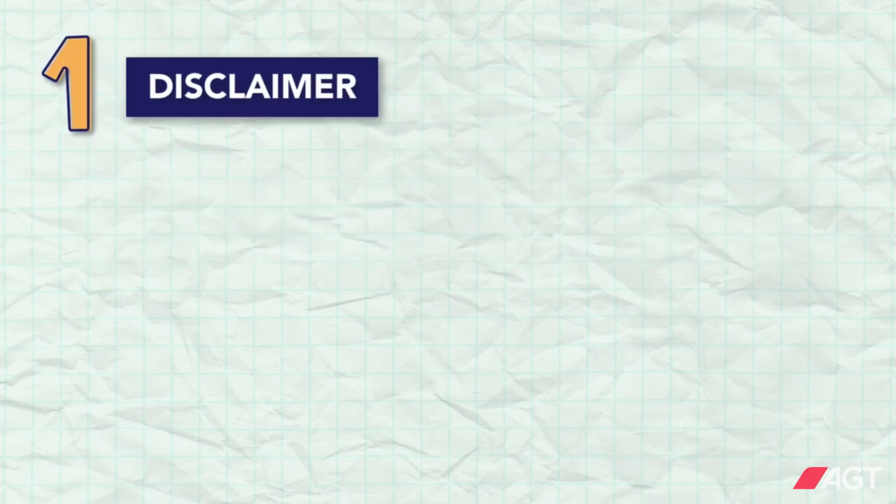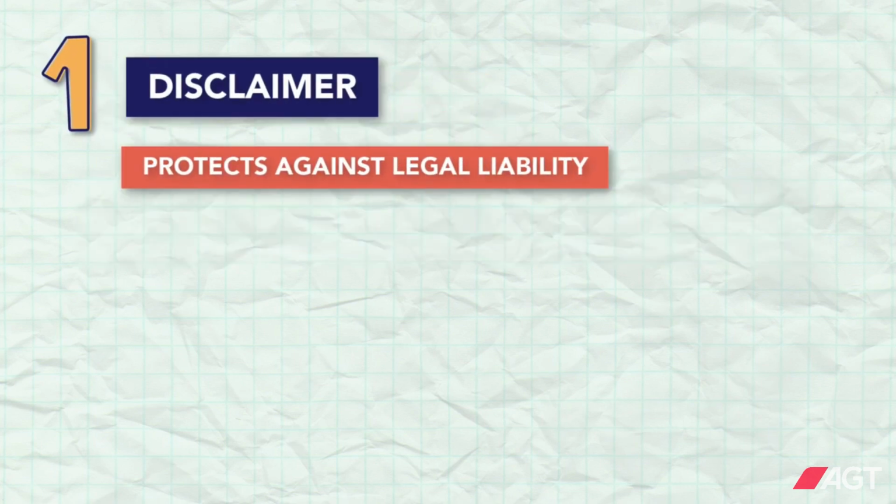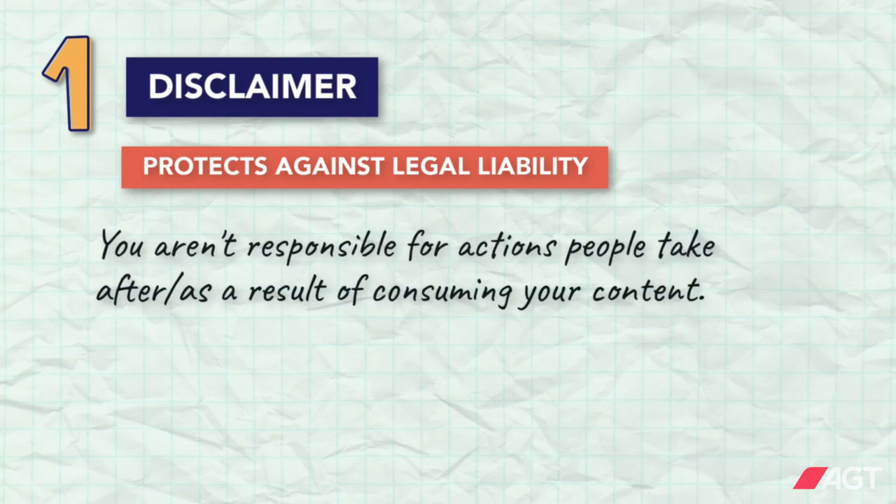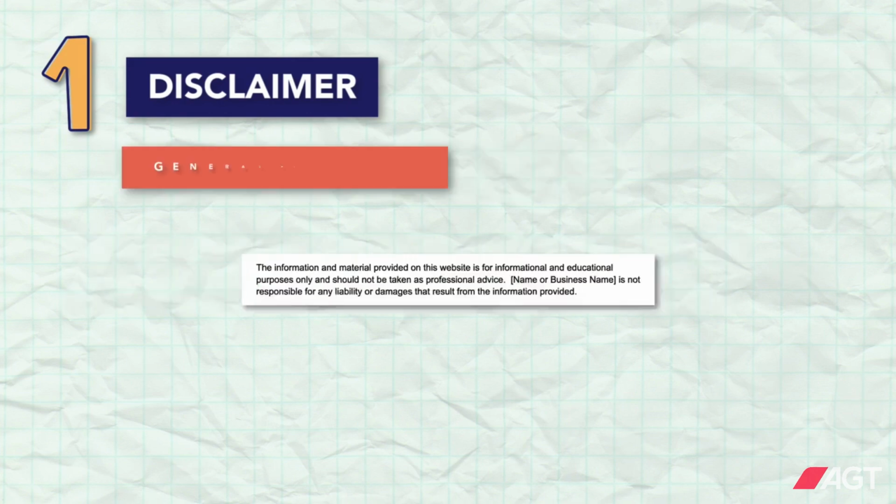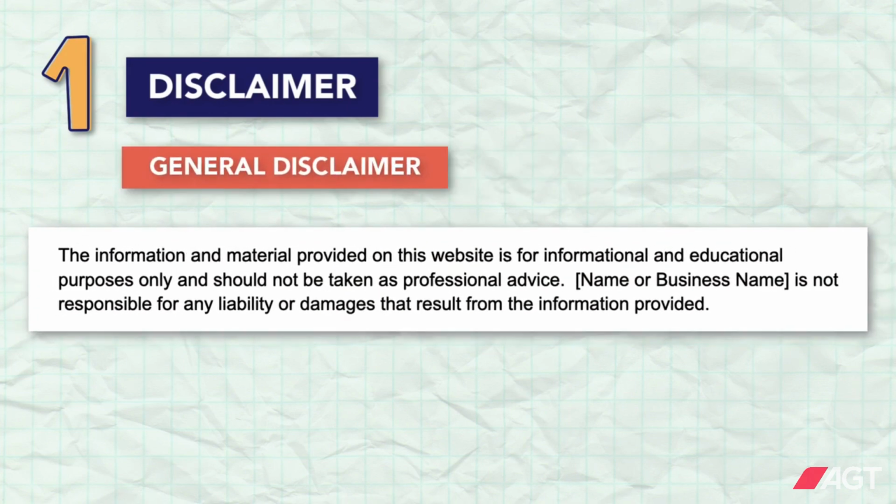Number 1 is a disclaimer page. This protects you against legal liability and really just explains to your users that you aren't responsible for their actions after consuming your content. Now, there are general disclaimers and more specific disclaimers. Everyone, at the very least, needs a general disclaimer. This reads something like this.